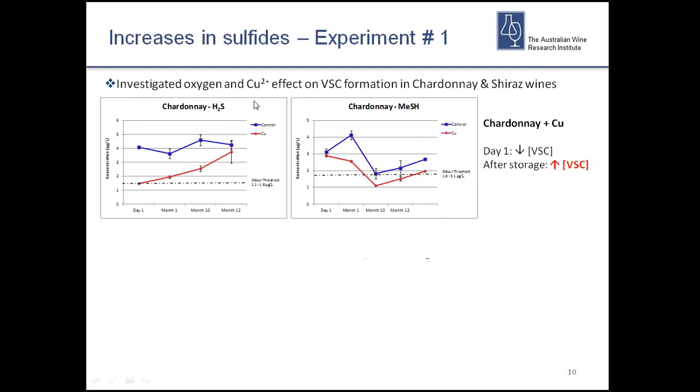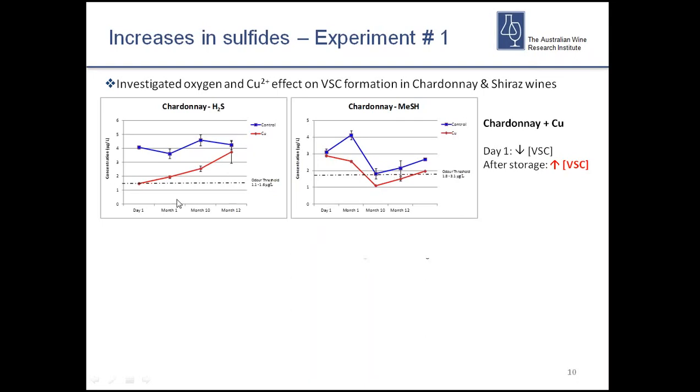So right here we have, on our left-hand side, the hydrogen sulfide measured in our Chardonnay wines, and we have our methane thiol measured in our Chardonnay wines. Our control samples are shown in blue, and our copper-treated samples are shown by this red trace over here. And the aroma threshold is shown by this dashed line at 1.1 micrograms per liter for hydrogen sulfide and 1.8 micrograms per liter for methane thiol.